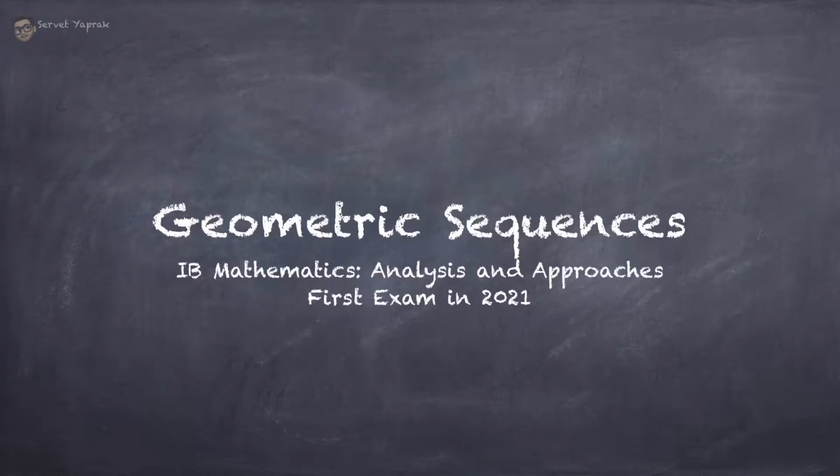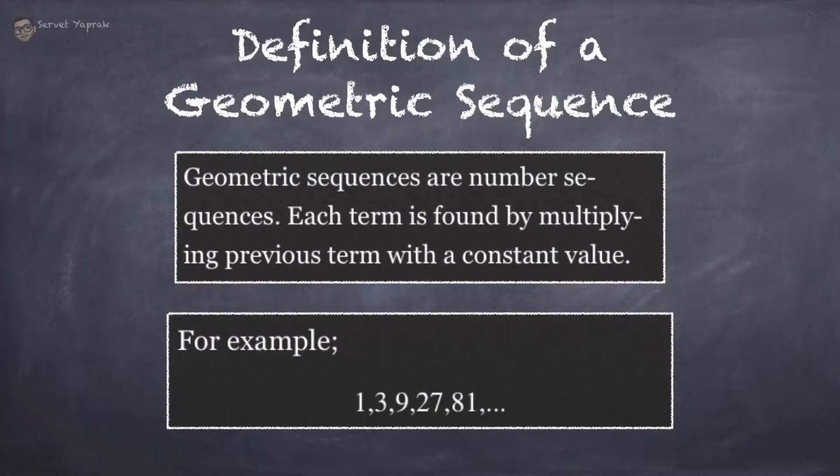Hello, in this video I will explain geometric sequences for IB. Definition of a geometric sequence. Geometric sequences are number sequences. Each term is found by multiplying the previous term with a constant value.